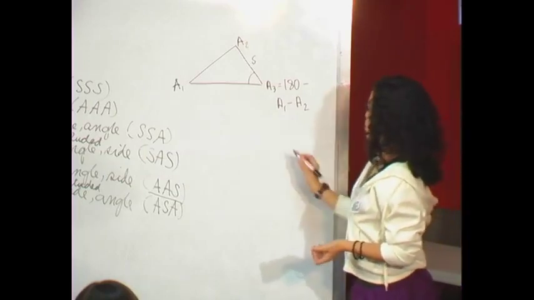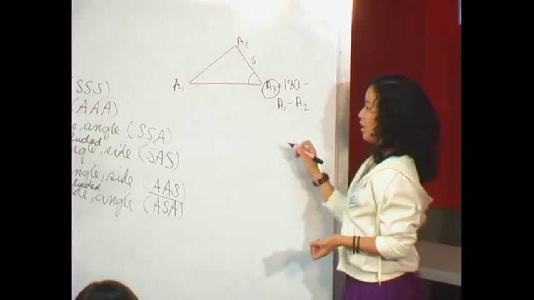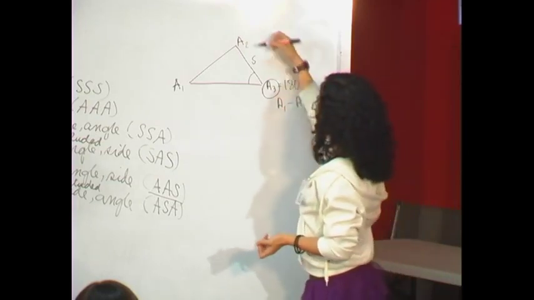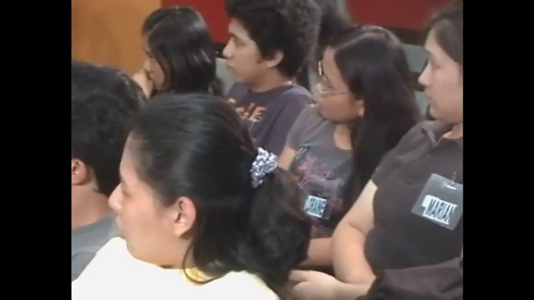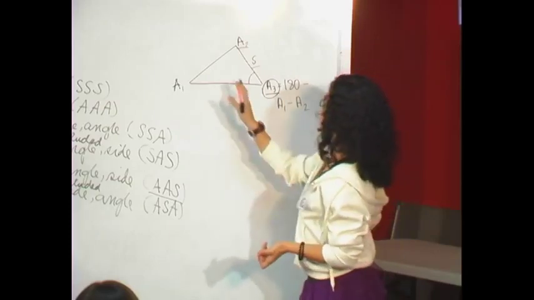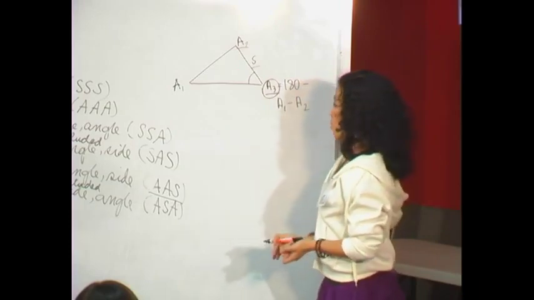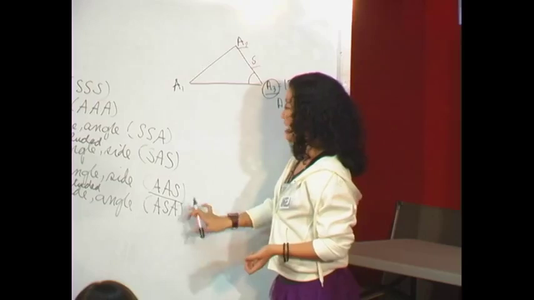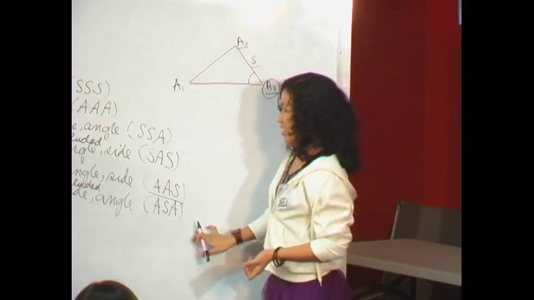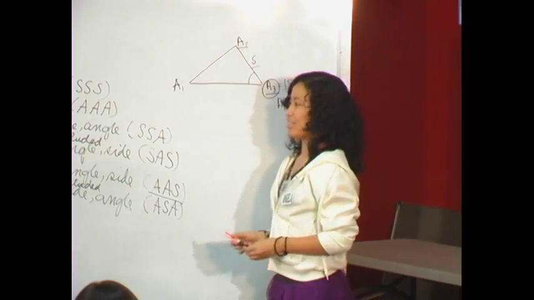So we can be sure that angle 3 will be the same as on our other triangle. So we now know that angle 2, side, and angle 3 are the same. And if you look at it, it's also the same as ASA. So AAS, by ASA, is also sure to make 2 congruent triangles.